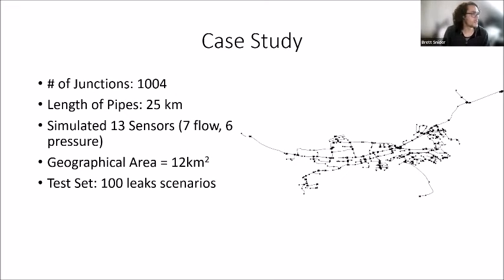So to make sure that this approach works, we analyzed it using a case study. Here is an example of a network. This is in EPANet, again, that we've used. And we simulated 13 sensors throughout this network, seven flow and six pressure sensors. The total network is about 25 kilometers.